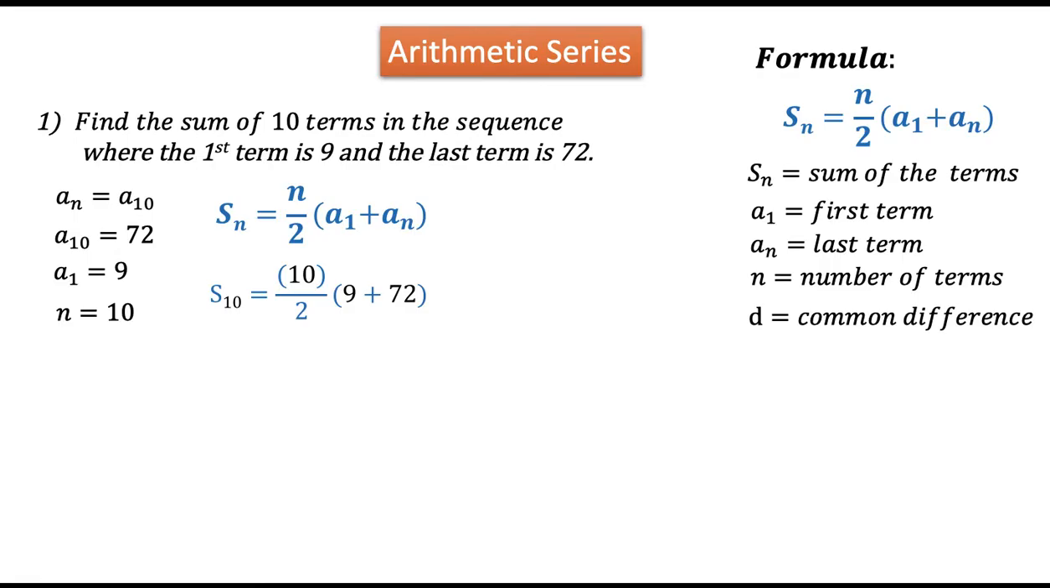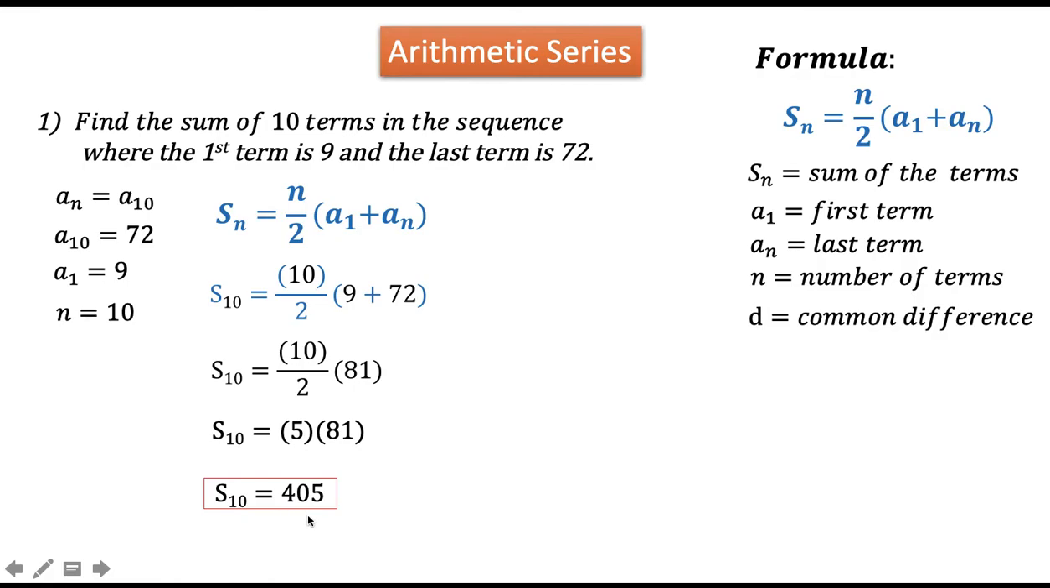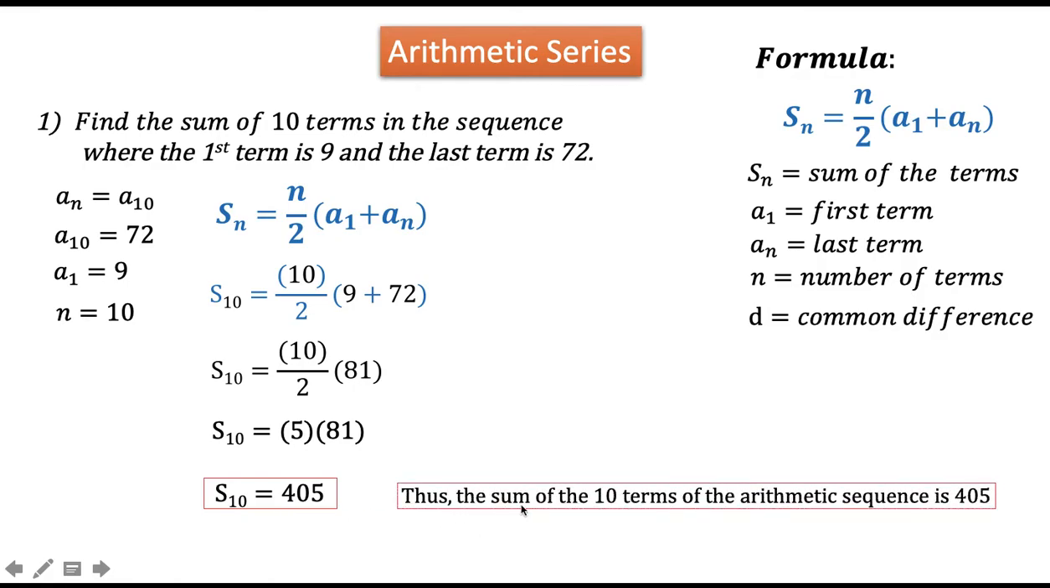By the order of the operation, we will start from the parentheses. 9 plus 72 is 81. 10 divided by 2 is 5. Then 5 times 81 is 405. Therefore, the sum of the 10 terms of the arithmetic sequence is 405.